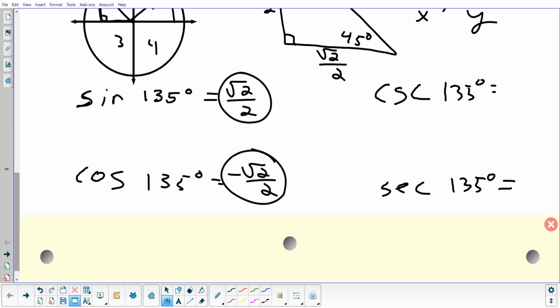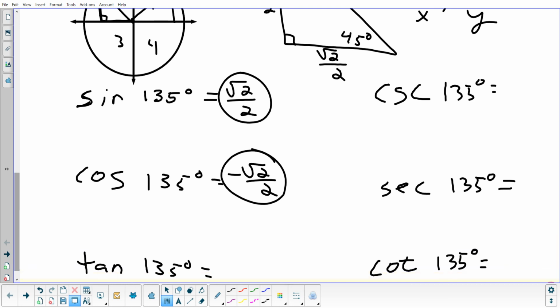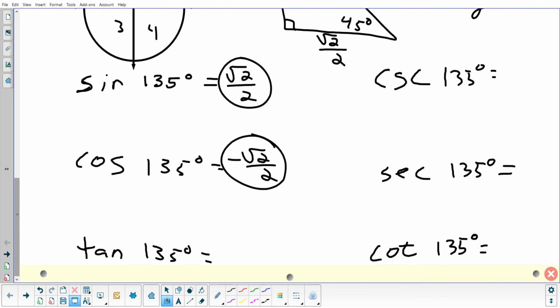So the cosine of 135 degrees is negative square root of 2 over 2. And what about, Tyler, what about my tangent? It's square root of 2 over 2 divided by negative square root of 2 over 2. Yep, and what do you get when you divide those two numbers? Square root of 2 over 2.